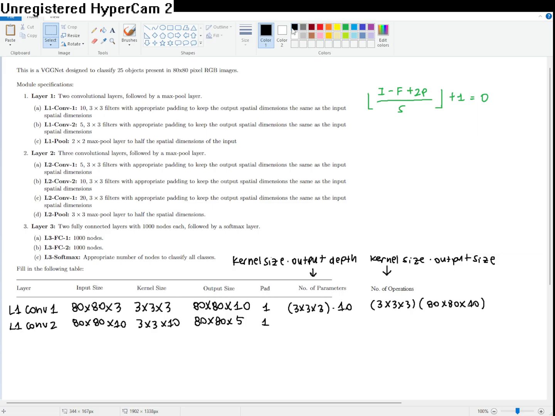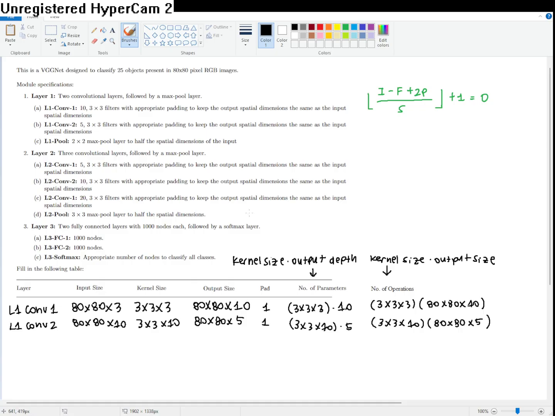And then the number of parameters and the number of operations are straightforward again. The number of parameters is going to be the kernel size, 3 by 3 by 10, multiplied by 5, because that's the output depth. And then the number of operations is going to be 3 by 3 by 10, again, multiplied by 80 by 80 by 5, because that's the output size. So far so good.